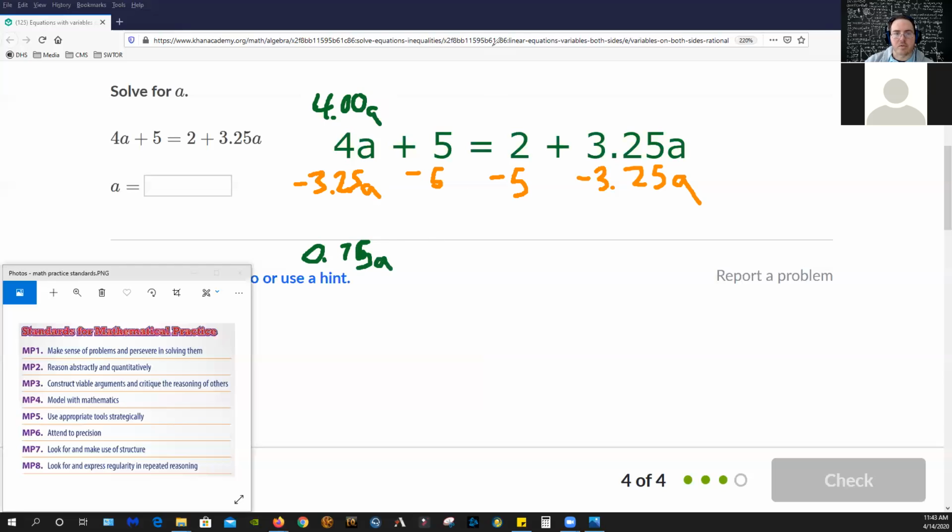So back to our abstract rules that we were talking about before. We're going to reason abstractly right here. So 5 minus 5 is 0. 3.25a minus 3.25a, that's 0. So our 0.75a is going to be equal to 2 minus 5, which is -3.